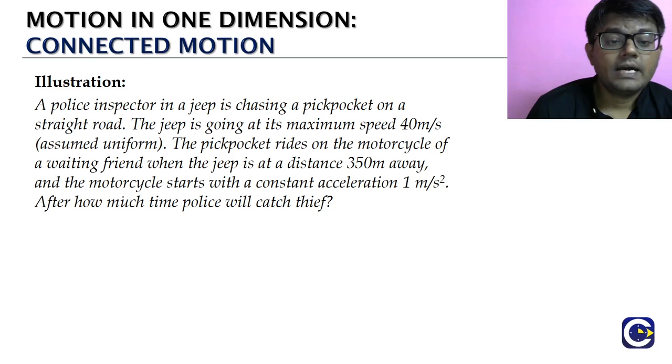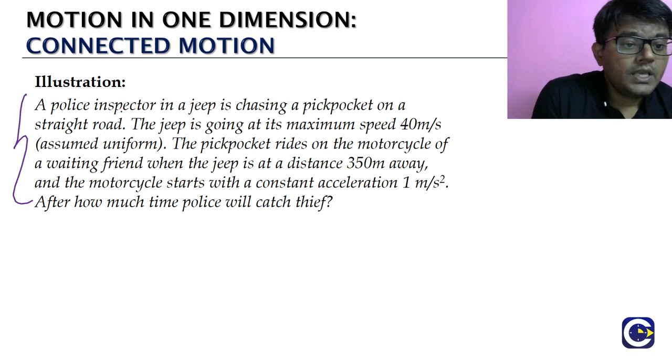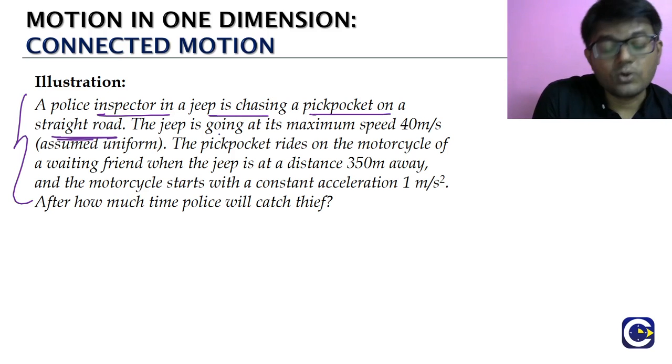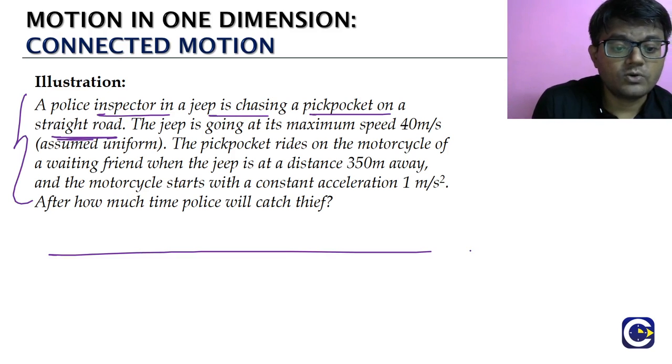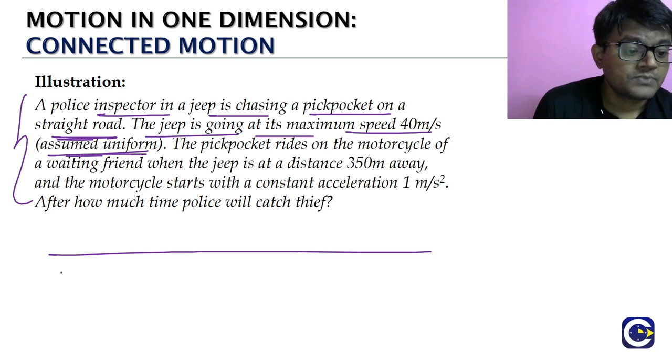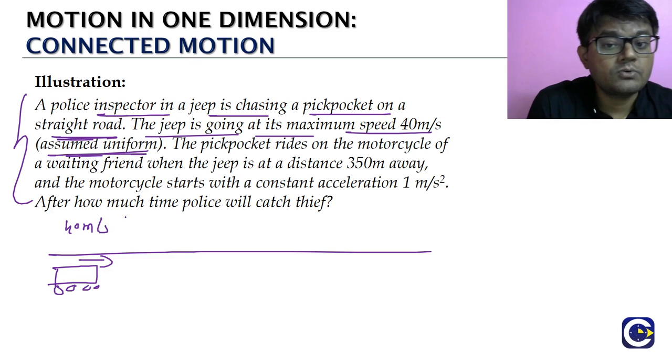This is also another example on connected motion. A police inspector is in a jeep chasing a pickpocket on a straight road. So this is a straight road. The jeep is going at its maximum speed of 40 meters per second, uniform. So the jeep is going at its maximum speed, what is it? 40 meters per second. Luckily here we don't have to do any conversion. It is already in the SI system.